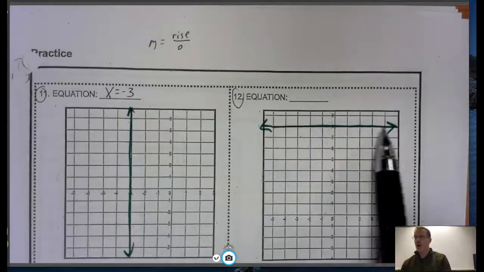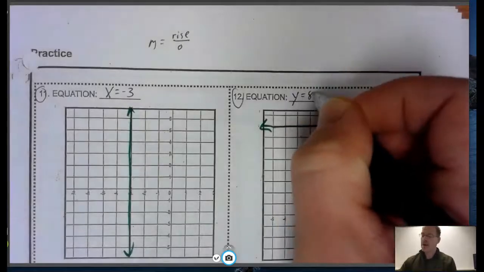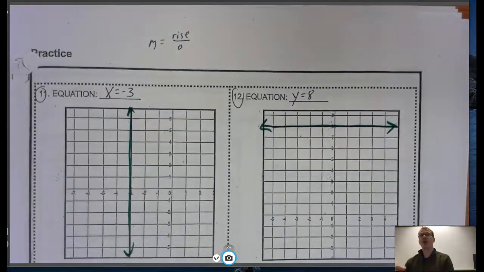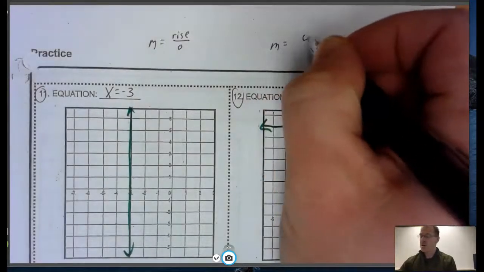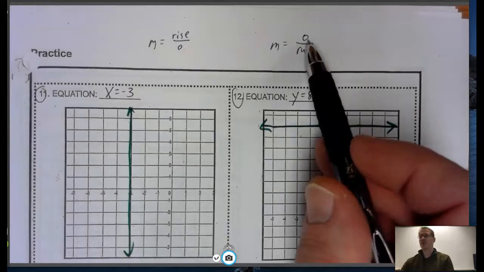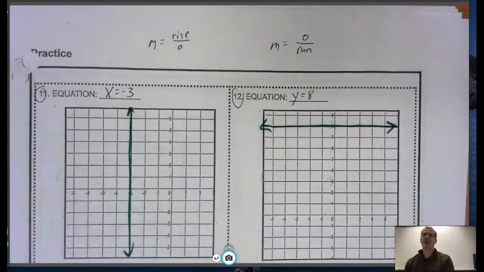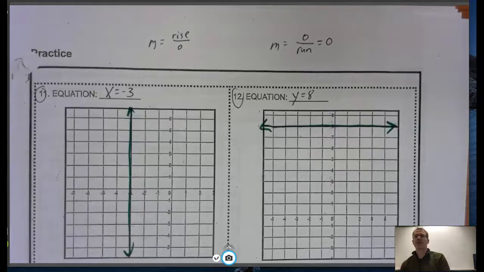Now if we look at number 12, notice we have a horizontal line this time. It goes through y equals 8, and that is simply the equation, y equals 8. Now, the slope of a horizontal line is 0, because in a horizontal line, there is no rise, but there's run. And it's okay to have 0 in the numerator, because 0 divided by any number other than 0 is still just 0. So the slope of a horizontal line is 0. That wraps up writing equations of horizontal and vertical lines.